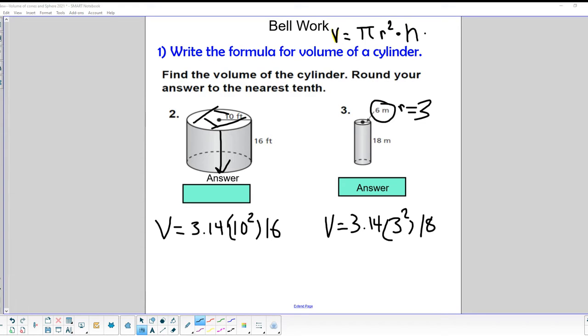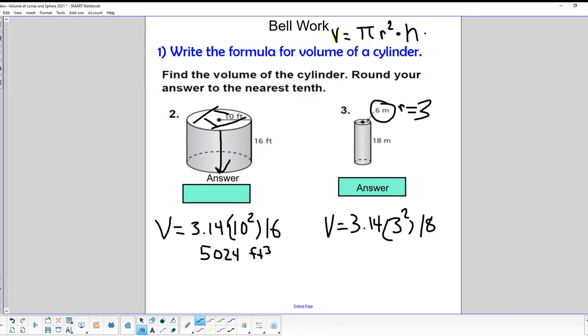So our calculator is right there. So 3.14 times 10 squared, and I happen to know that that's 100, times 16. So our first one is 5024 feet cubed, cubic feet. So that's pretty darn big, isn't it? That's a lot of volume there.